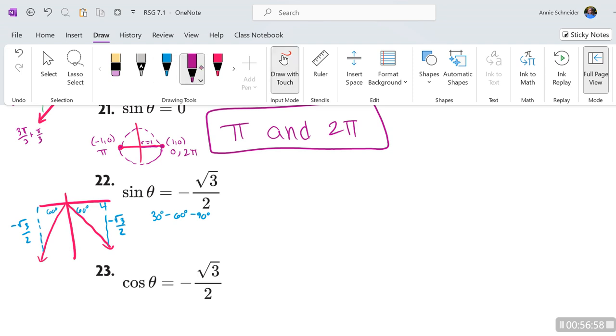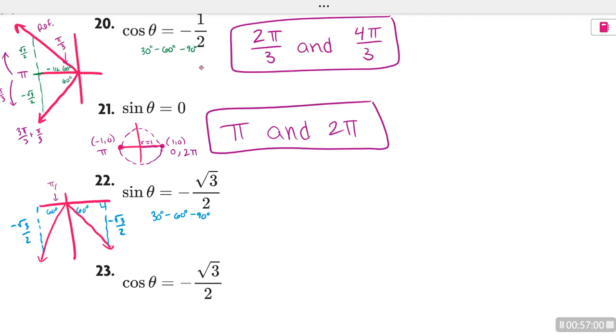Now, we already sort of thought about how this converts, right? That's the same thing as pi over 3. So here we're at pi, so we're pi over 3 below pi, so that gives us 4 pi over 3. And here we're at 2 pi, so we're pi over 3 below 2 pi, so let's do 6 pi over 3 minus pi over 3, and 5 pi over 3.